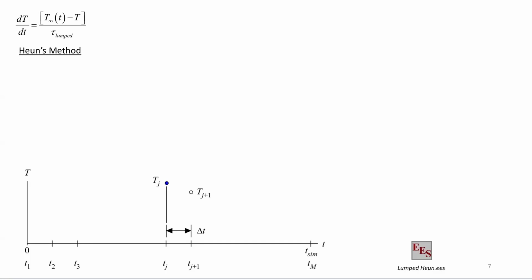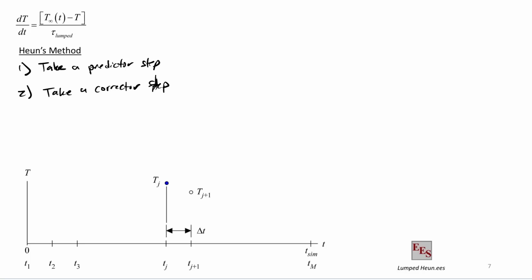Okay, the second method that we're going to talk about here is called Heun's method. Heun's method is really similar to Euler's, but it starts involving something called predictor and corrector steps. So if we follow the steps for evaluating here, first we'll take a predictor step, and then second, we're going to take a corrector step. So what are those things?